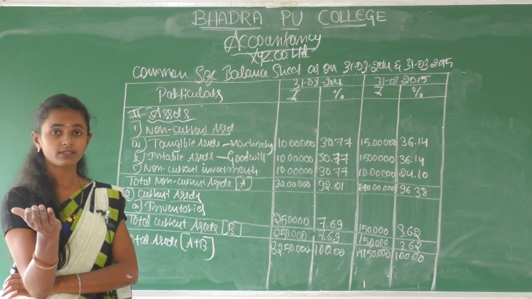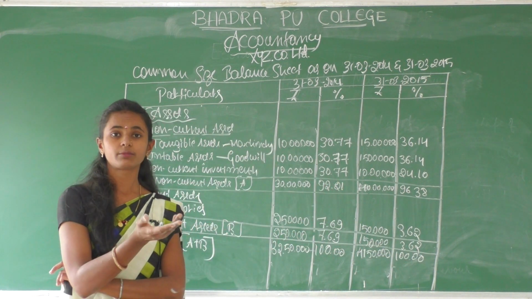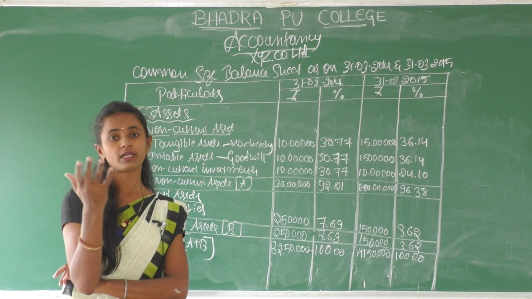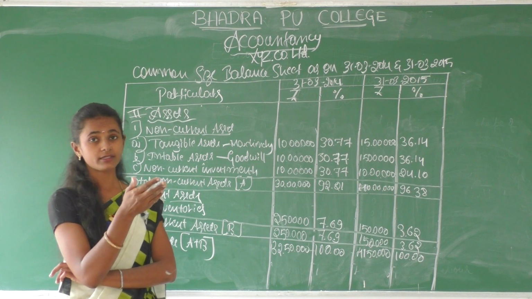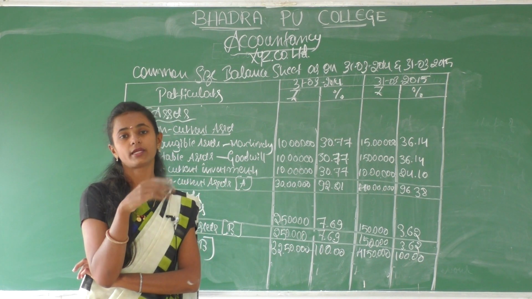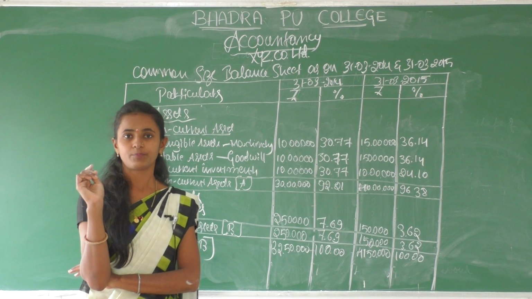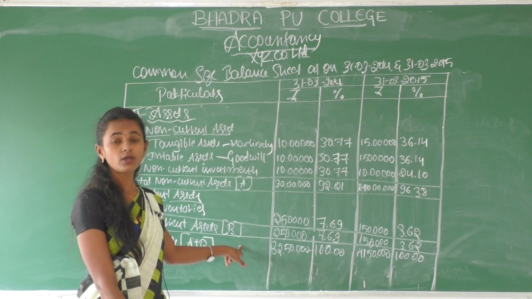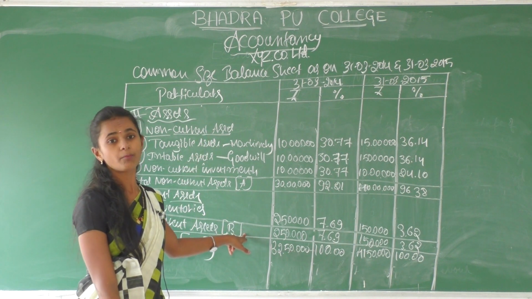So the question and the solution must tally and be equal. In the solution also we have two categories, equity and liabilities, and assets. Both must tally with each other. Okay, this is our second problem on common size balance sheet.